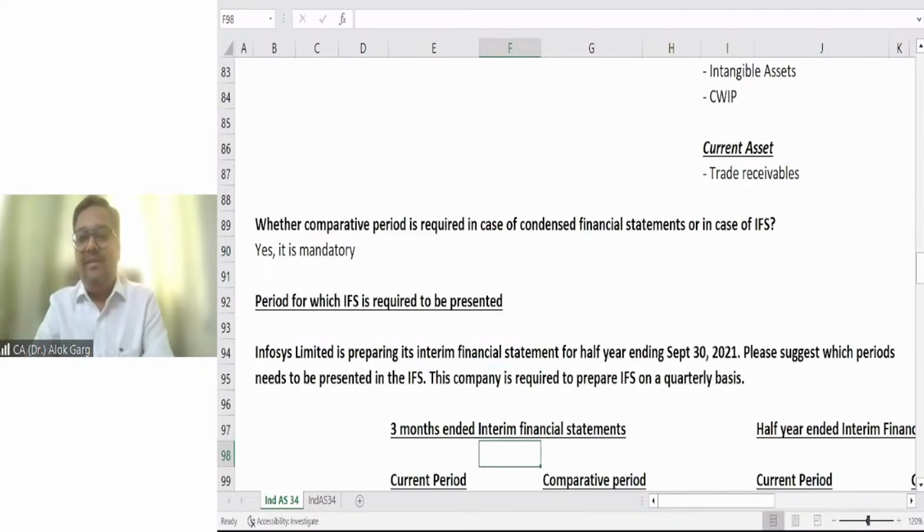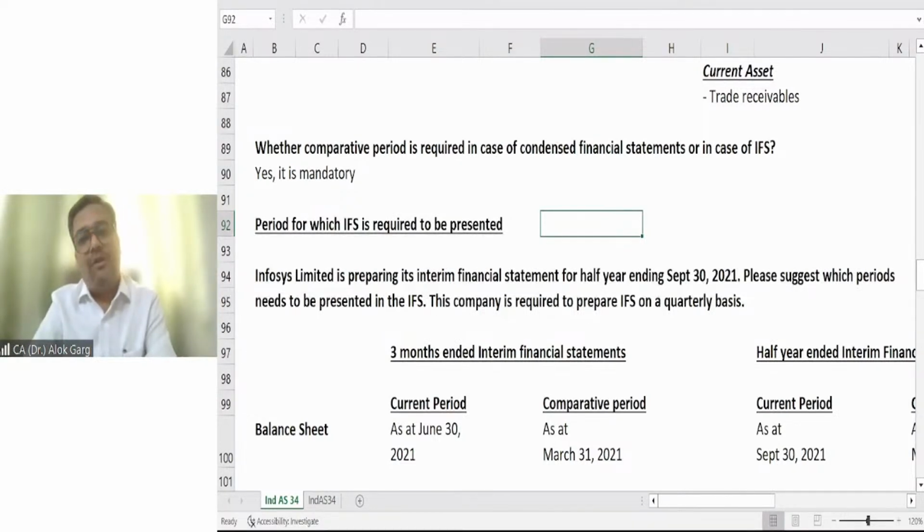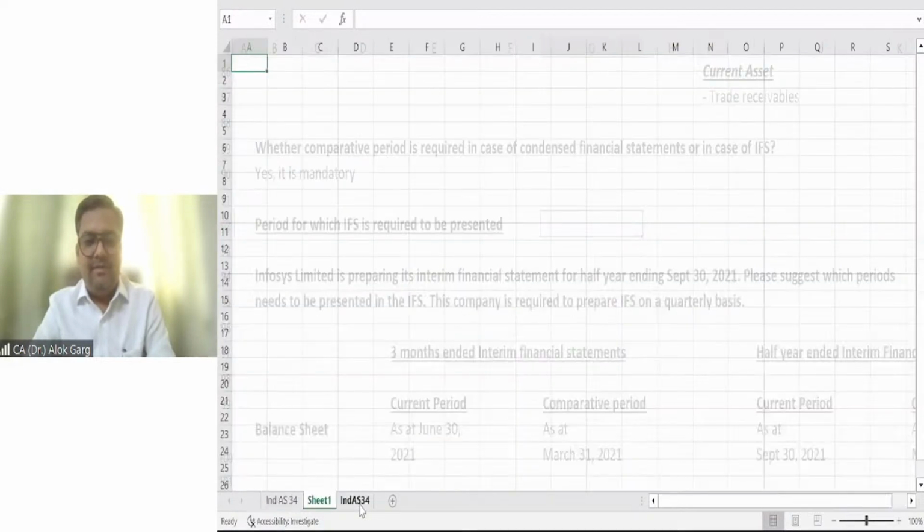Now, friends, the most important part. If you are preparing an interim condensed financial statement, then what are the periods for which interim financial statement is required to be presented? Guys, please tell me what are the periods for which interim financial statement is required to be presented.